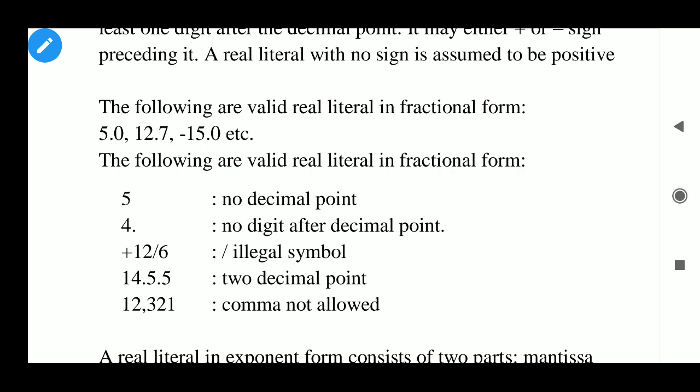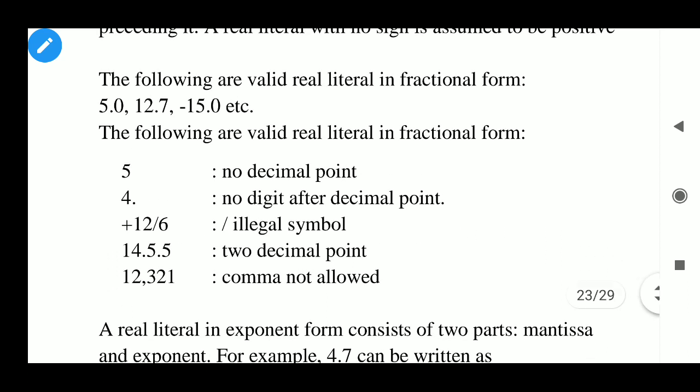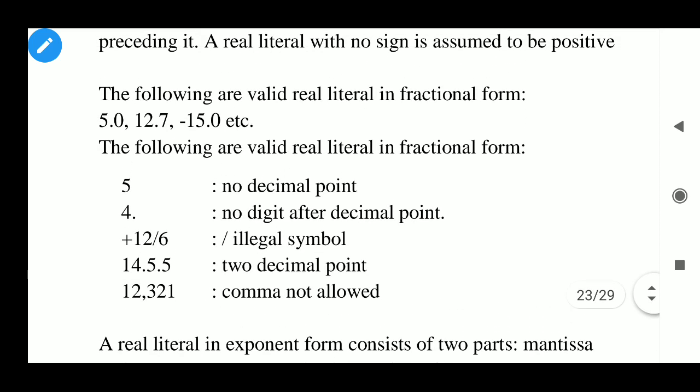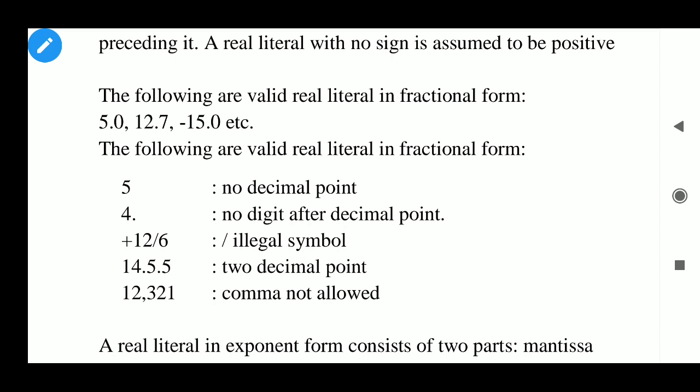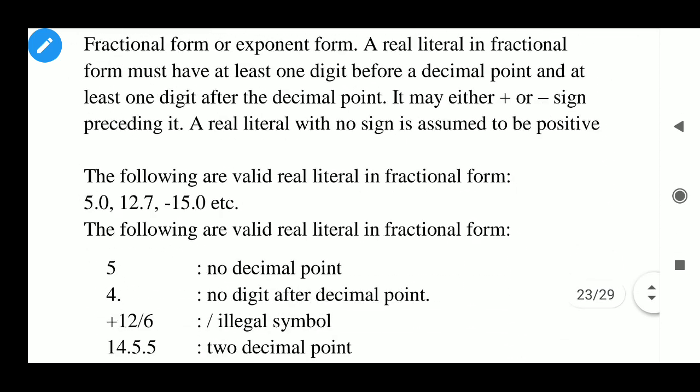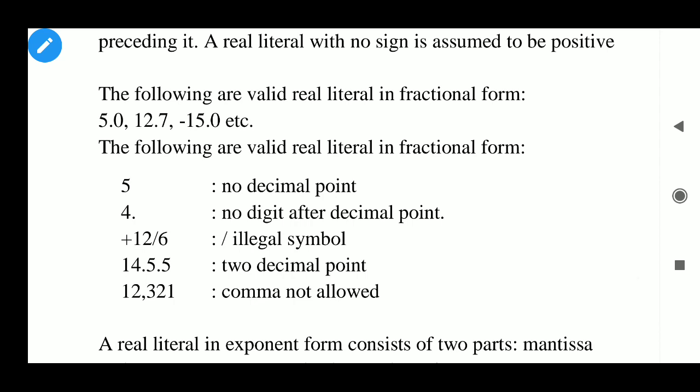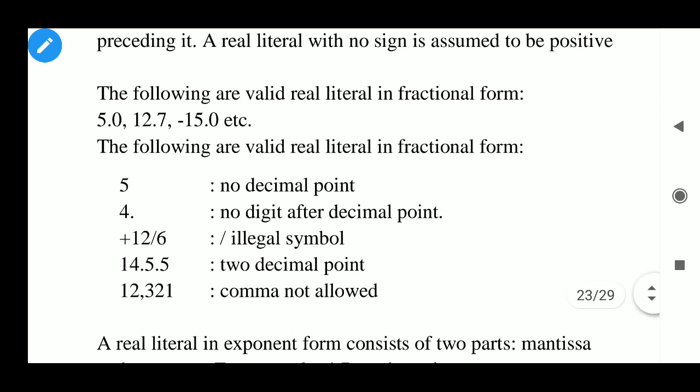The following are valid real literals in fraction form. The following are invalid real literals. 5 with no decimal point is invalid, 5.0 must be there. 4 point what? 4.0 or 4.5, something should be there. So no digit after the decimal point is illegal, invalid.